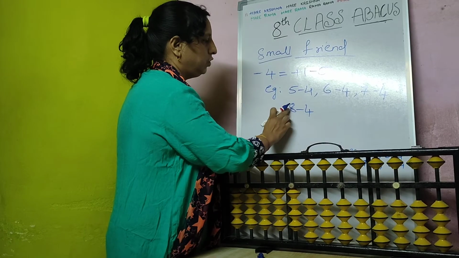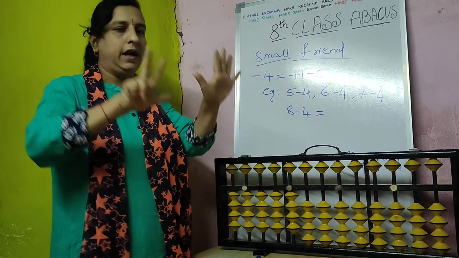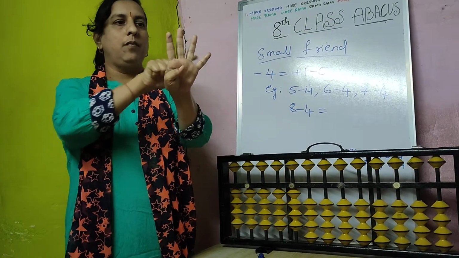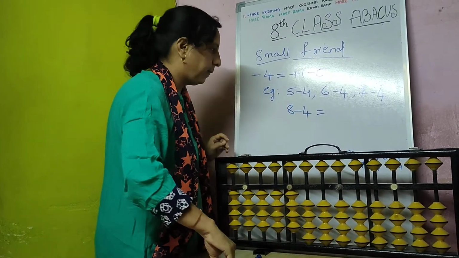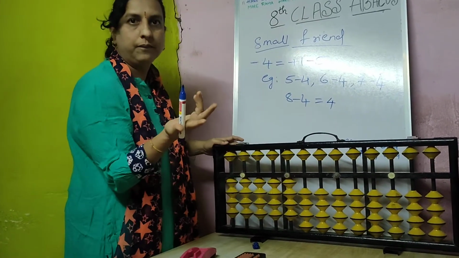So see here, 8 chocolates minus 4 chocolates. It means I have got 8 chocolates and I will eat 4 chocolates. How many chocolates are remaining? 4 chocolates. So the answer is 4 for this. You got it? My answer is 4.